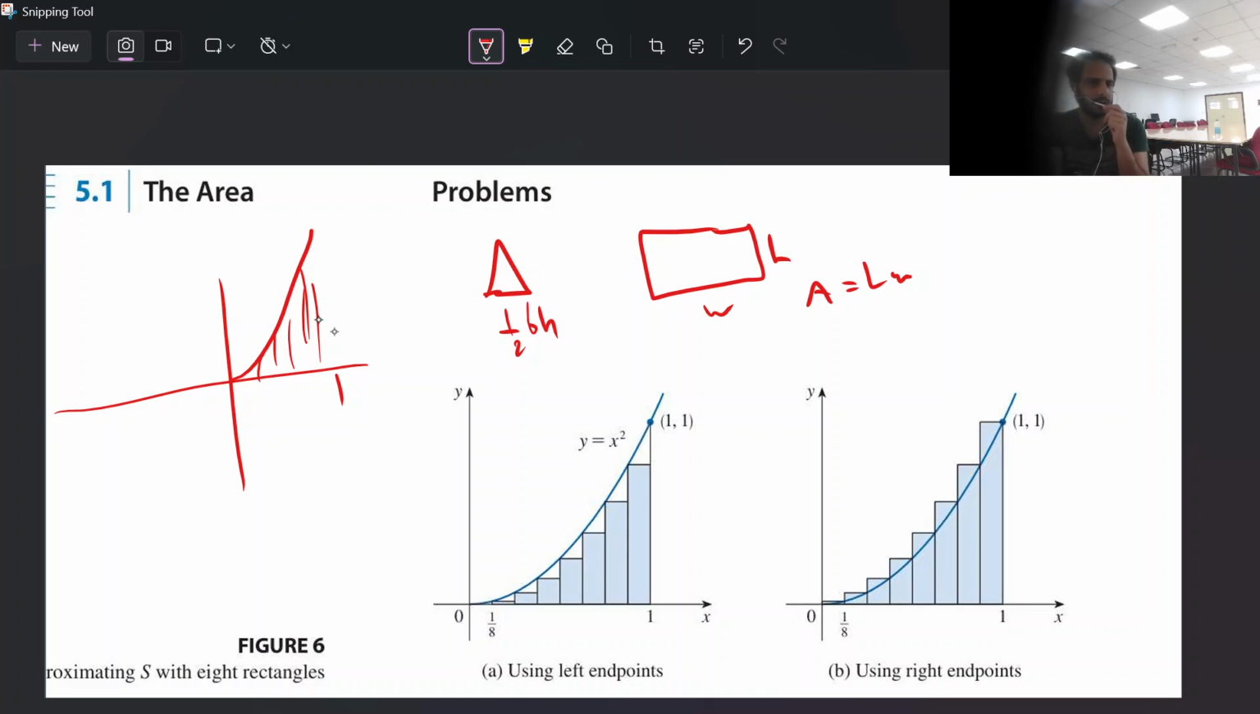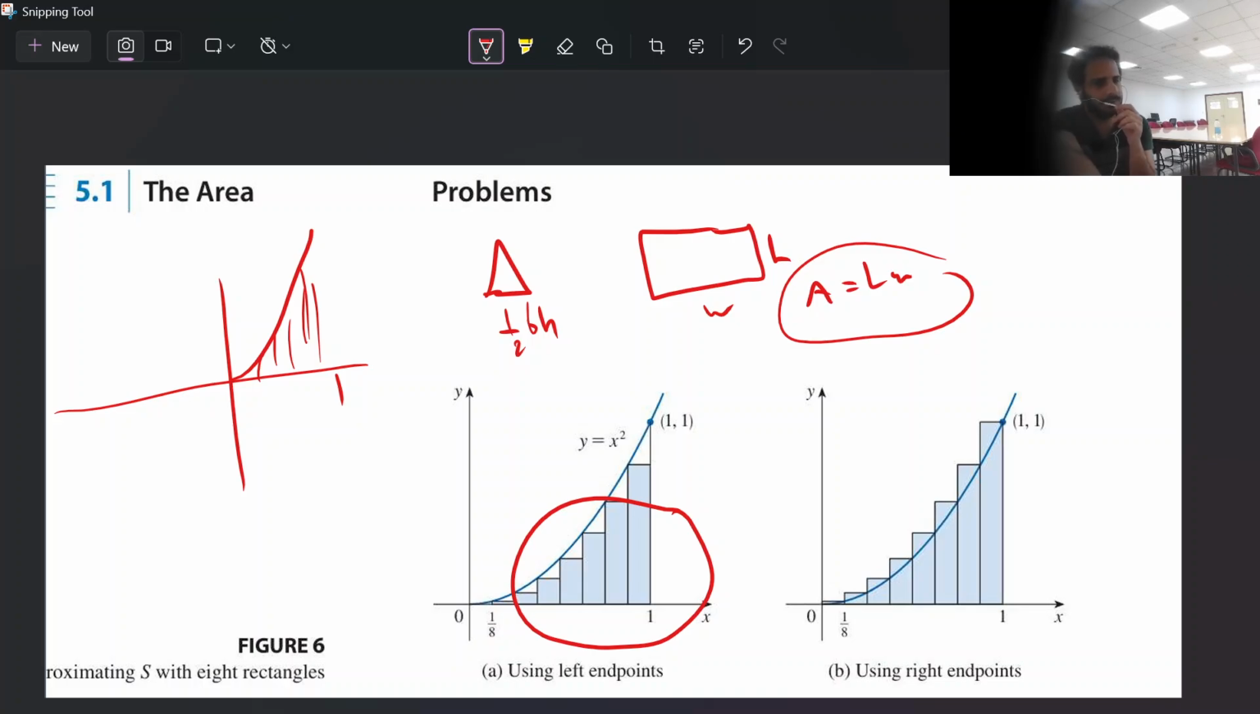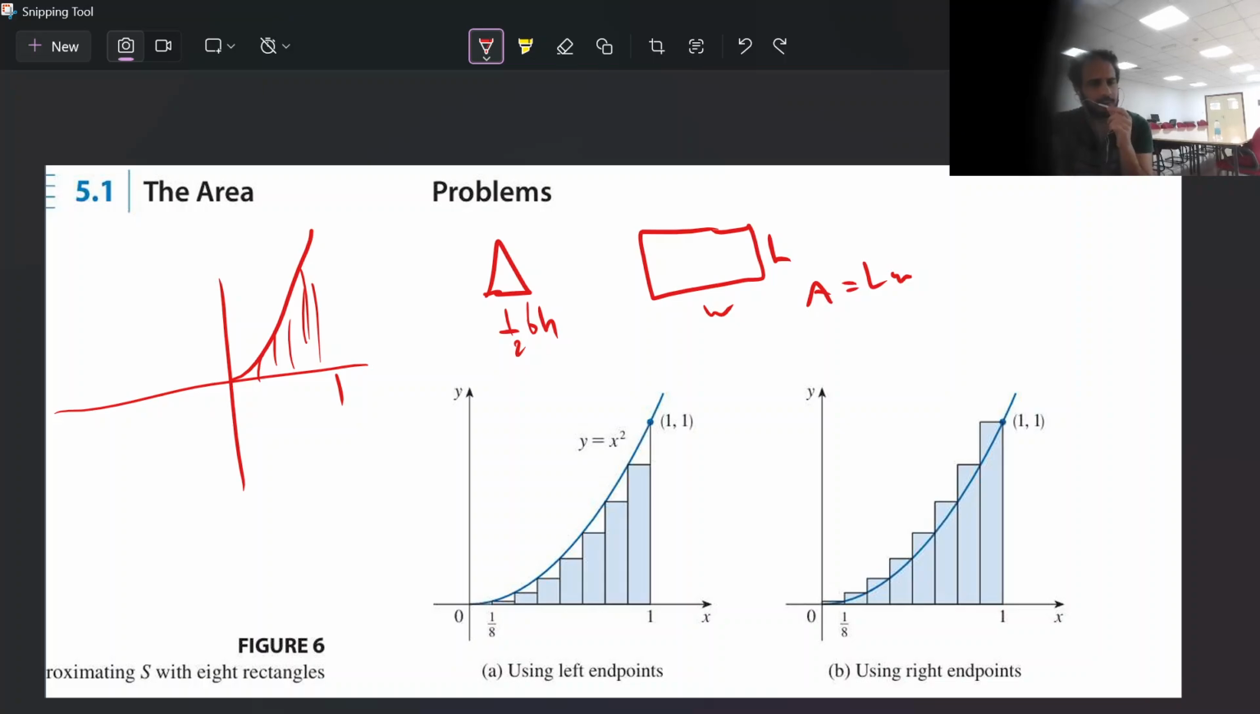What can you do? You can draw rectangles, right? And you know the formula of area of a rectangle, and you add them, right? You get an approximation. You can do this if you don't know integration, right? Good. So this is the idea. Also, integration comes from this.